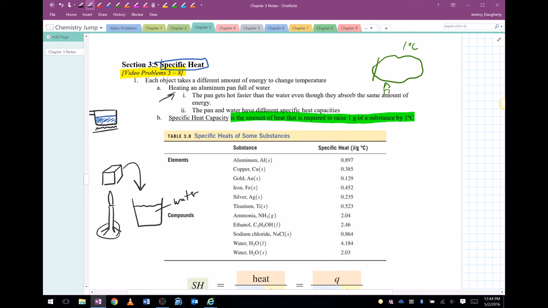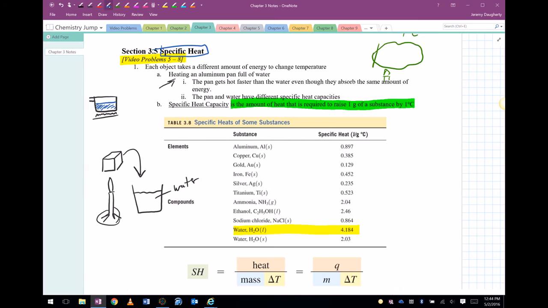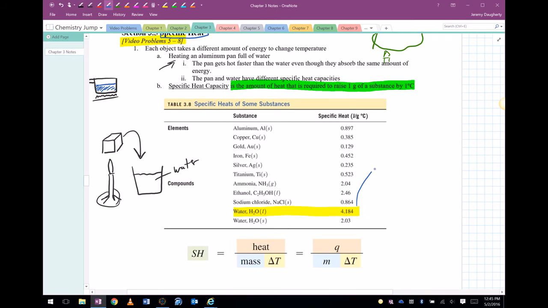We know for sure that water, liquid water, has a specific heat capacity of 4.184. Now, what does that mean? Well, let's blow this up over here. It's 4.184. Let's look at the units: joules per gram degrees Celsius. So what that means is that water takes 4.184 joules to heat up 1 gram of water 1 degree Celsius. Okay, so let's take a look at aluminum.